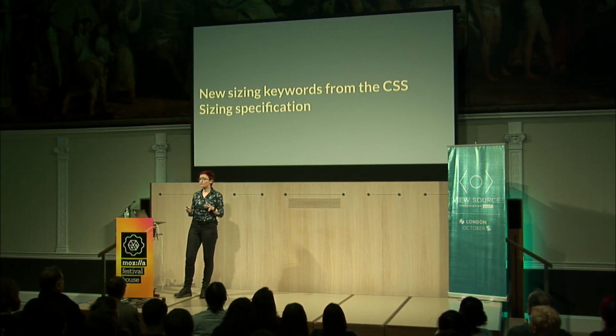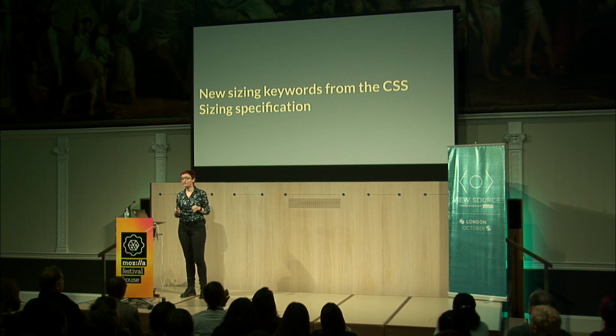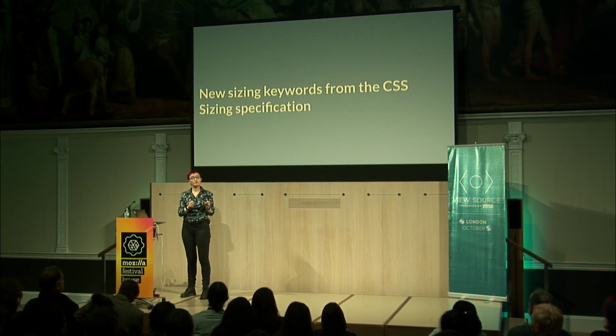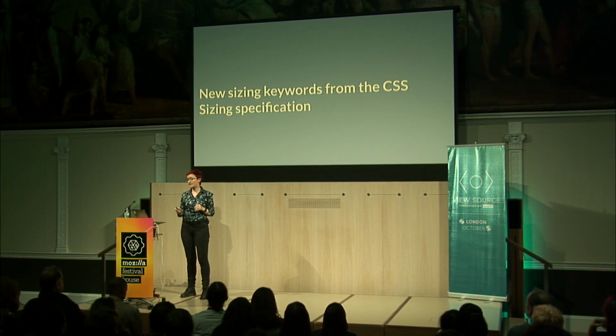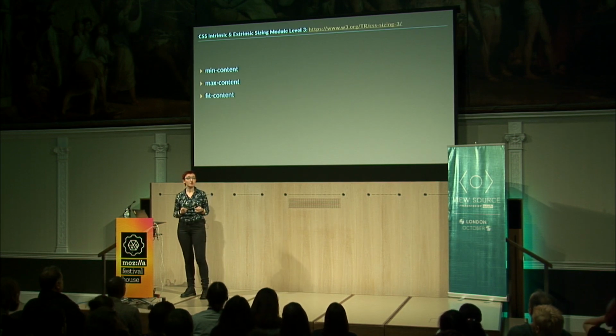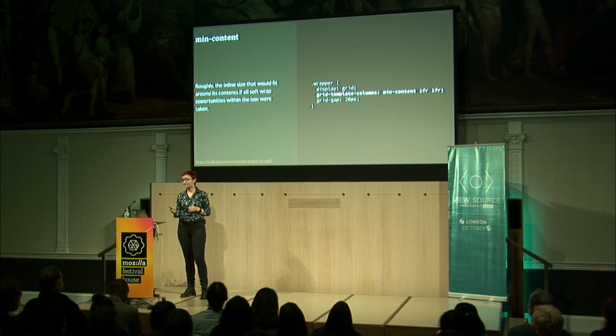Because we've got some new sizing keywords. They're from the CSS sizing specification, and we can use them on our grid tracks to actually start to allow content a little bit to affect the size of tracks. So we've got these keywords: min content, max content, and fit content.